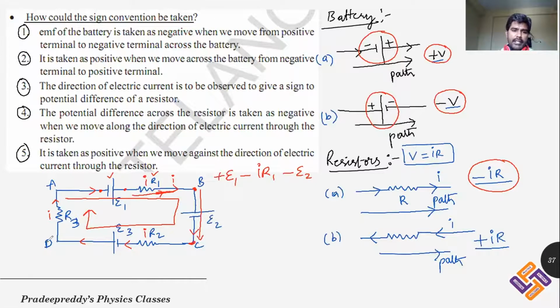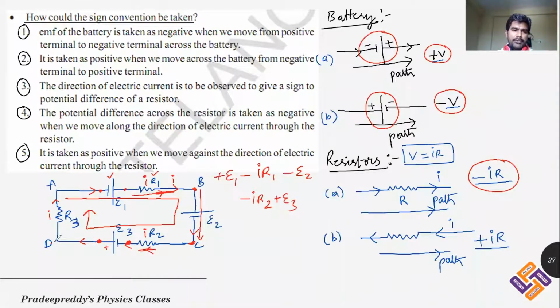From C to D, you are going across one resistor which is in the same direction as that of the current. So it is minus I R2. And again, you are going across this battery from negative terminal to positive terminal. Therefore, it is plus E3.